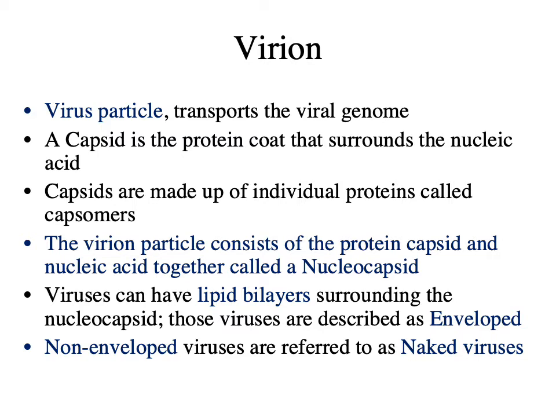A virion is a virus particle. It transports that viral genome. The capsid, again, is a protein coat, and it surrounds the nucleic acid. The capsids are made of individual proteins called capsomers. The virion particle consists of that protein capsid and the nucleic acid. So together they are called a nucleocapsid.